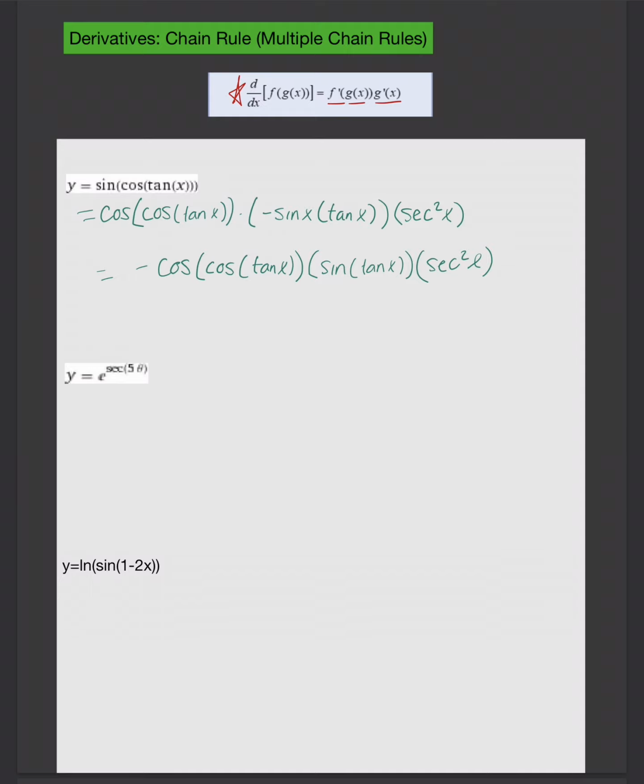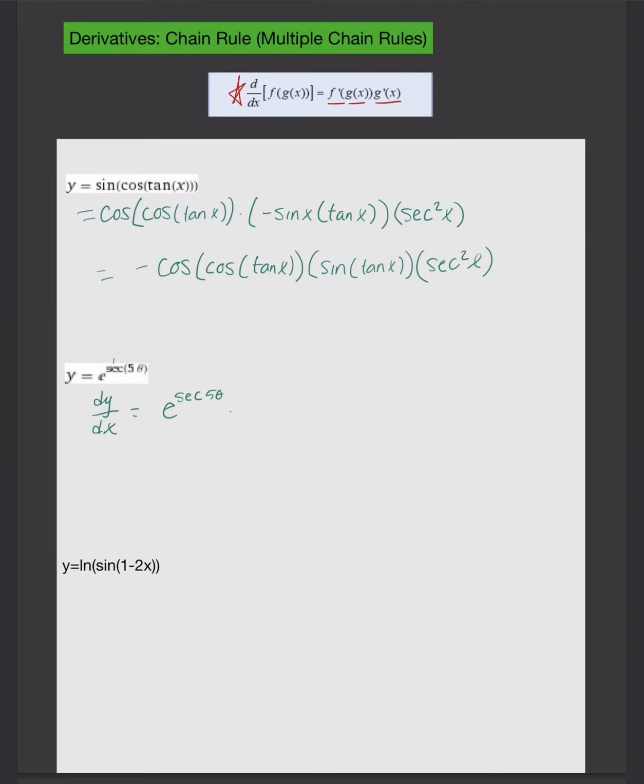For our second one, y equals e to the secant 5 theta. So when we take the derivative, dy dx, our first function that we take the derivative of is our e function, and we know that e, when you take the derivative, stays the same, so we'll have e secant 5 theta times, now we take the derivative of our second inside function, which is secant of theta right here.